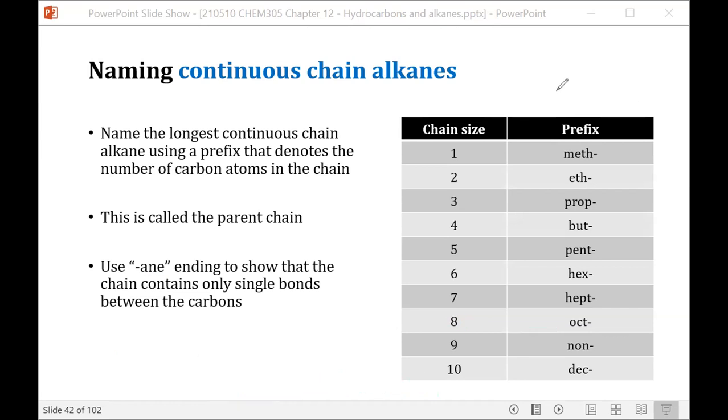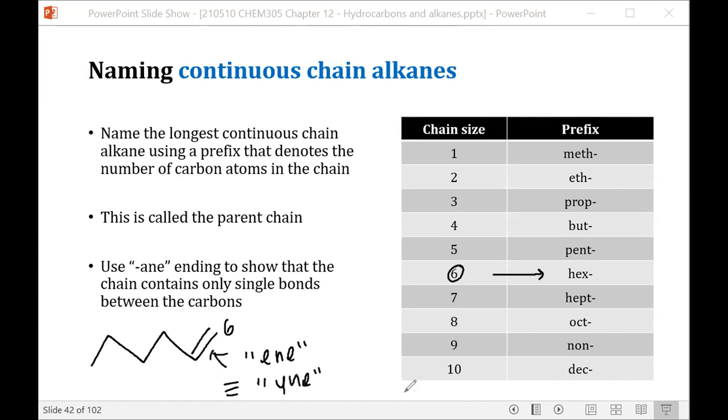As I mentioned in a previous lecture, if we had something with a double bond in it, then you name it basically the same way. This has 1, 2, 3, 4, 5, 6 carbons in it. So it would get the hex prefix, but because it has a double bond, it would get an ene ending. And if it had a triple bond, it gets a yne ending. So hexene and hexyne. So the ending of the word tells you if there's any double or triple bonds.